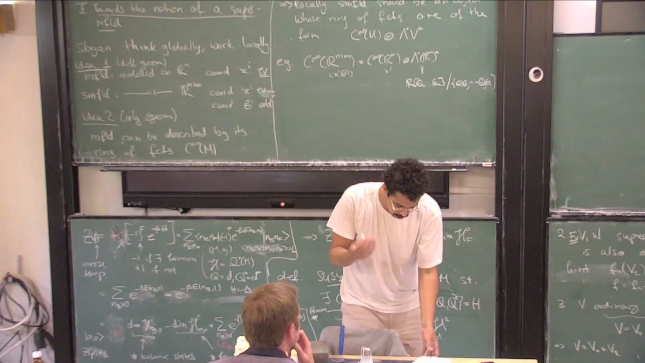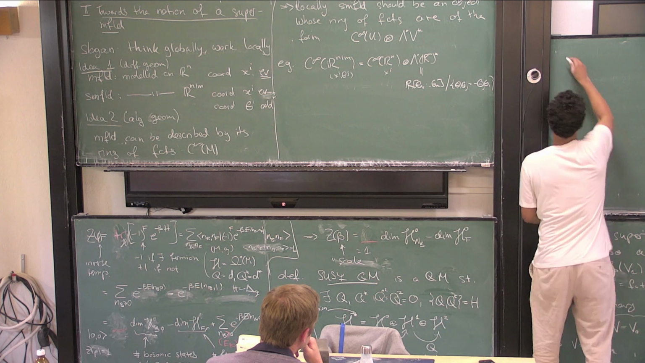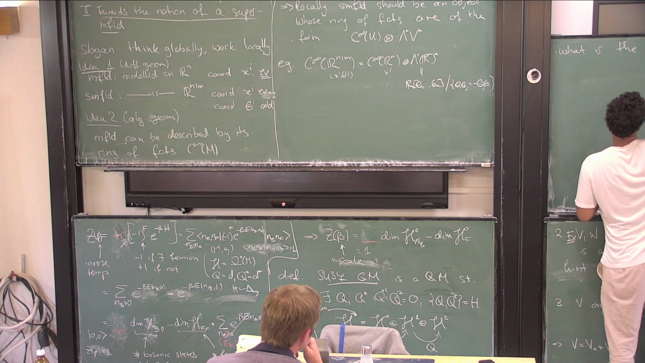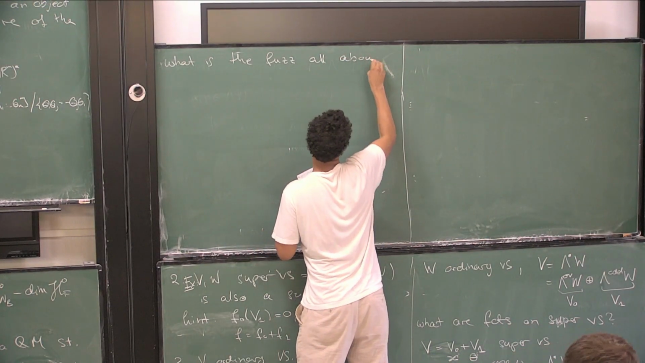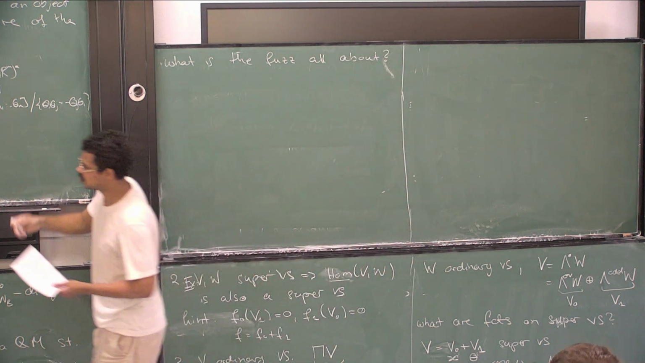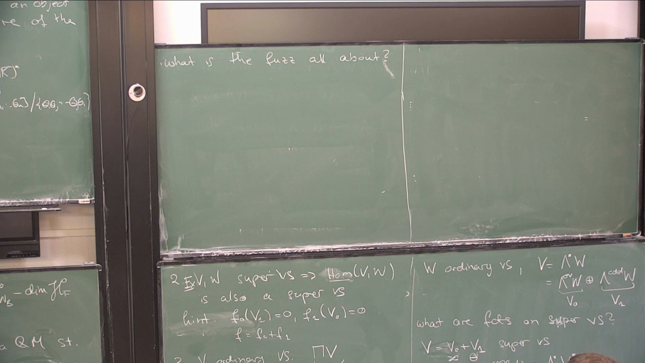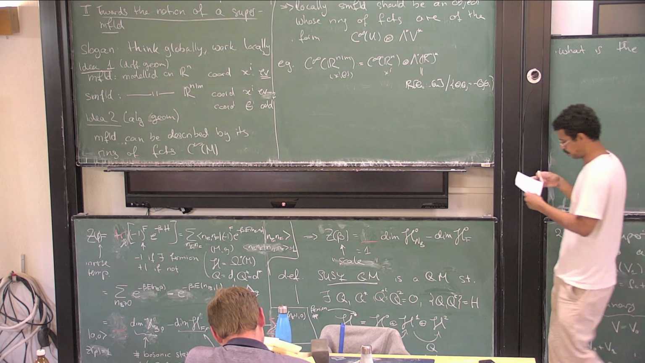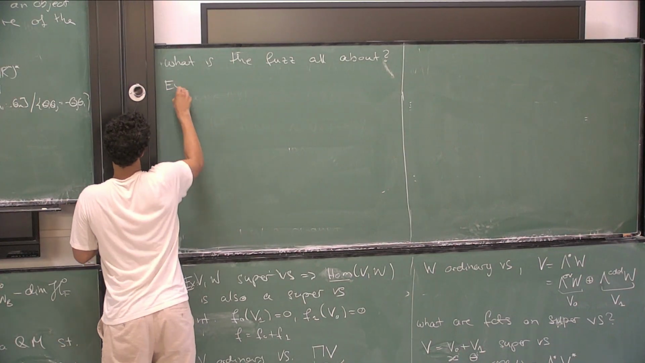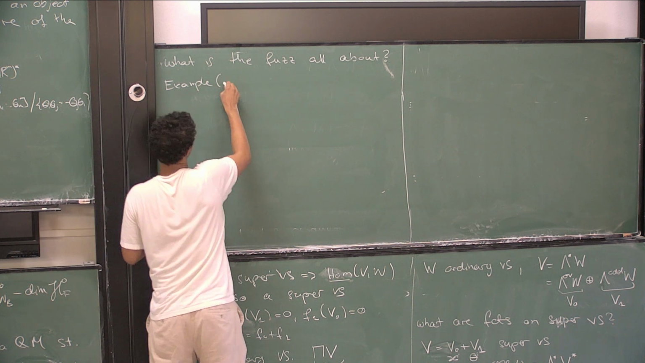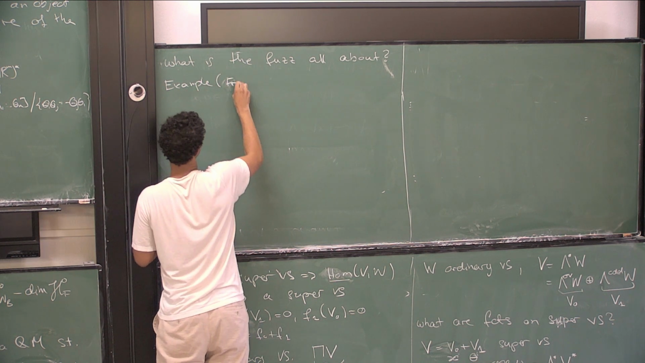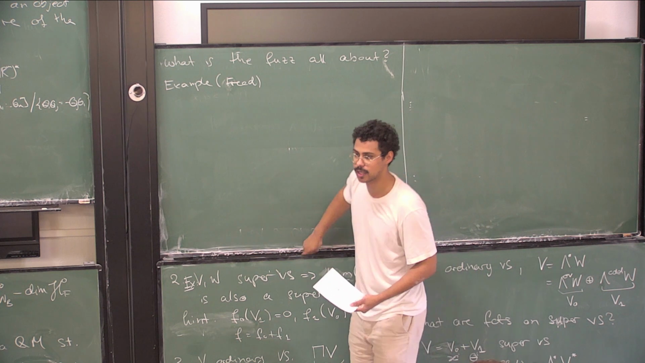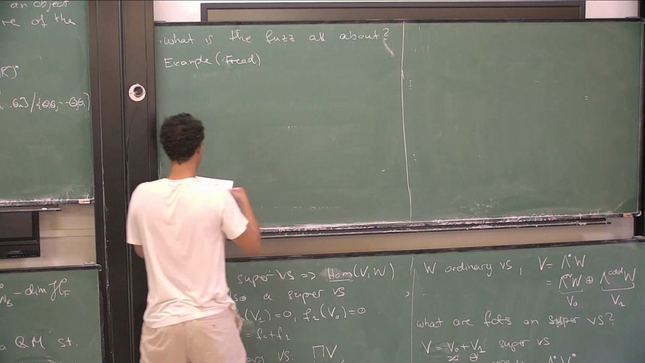So let's try to come up with a picture. What is the fuss all about? Let's see if we can use this second idea, studying these objects by functions out of them, to get an intuition of what it should be. This is an example I found in Fried's book, which is a big collection of lecture notes on supersymmetry.